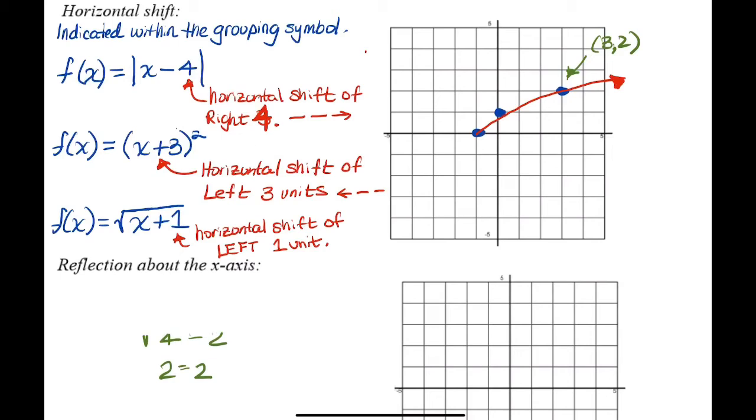Okay, so that's how horizontal shifts work. And remember what I said, when it comes to horizontal shifts, we're really going to focus on what's added to or subtracted from the x. And it's got to be inside the grouping symbol, whether it's inside the absolute value, like right here, or inside the parentheses with a quadratic, or inside the radical when it comes to square root.